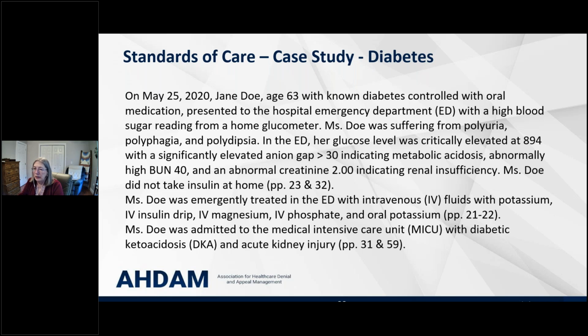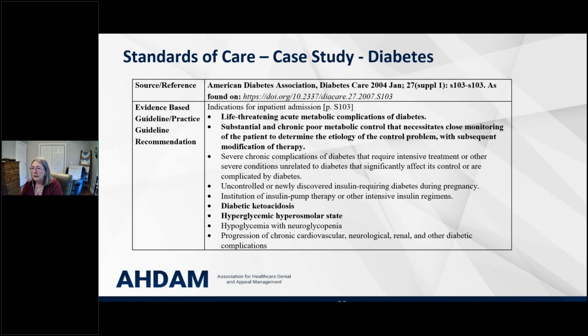So let's look at one of our standards of care for diabetes. This comes from the American Diabetes Association, and it comes right out and says, our indications for inpatient admission: life-threatening acute metabolic complications of diabetes, which I would say she had; substantial and chronic poor metabolic control, necessitating close monitoring to determine the etiology of the control problem and subsequent modification of therapy, which is actually what occurred with this patient. She was converted to insulin therapy and sent home on insulin therapy. Diabetic ketoacidosis and hyperglycemic hyperosmolar state.